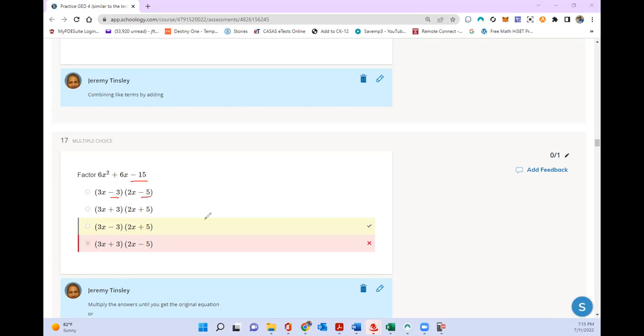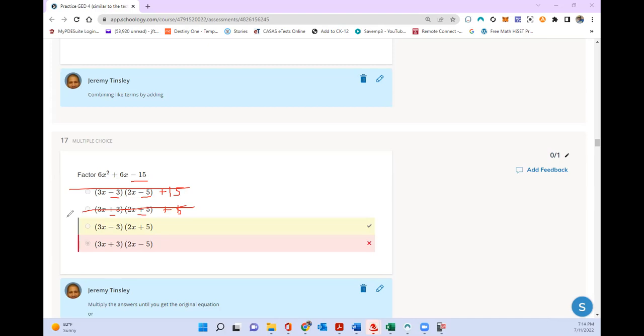No. Negative 3 times negative 5 will give you what? Positive 15. So guess what? You already eliminated 1. Let's go to B. Will B give you negative 15? No, positive 15. Just by knowing that small fact, you just increased your probability of getting this right to 50%. So even if you didn't know how to do this question, you got a 50% chance of getting it right.